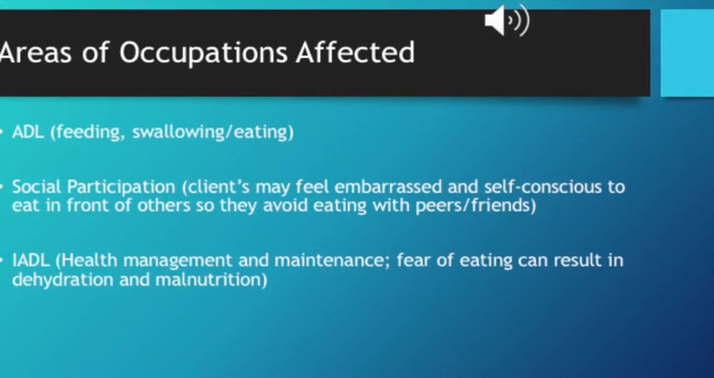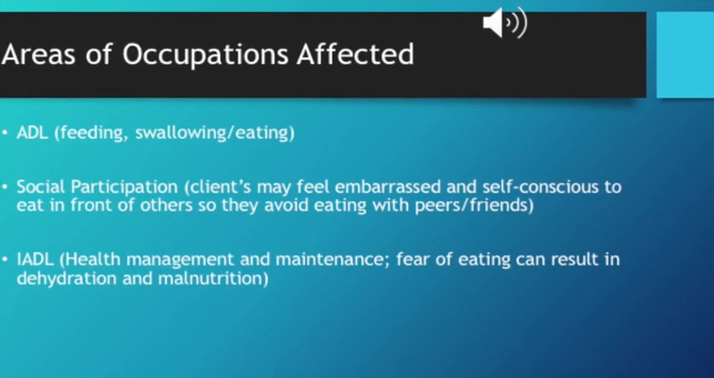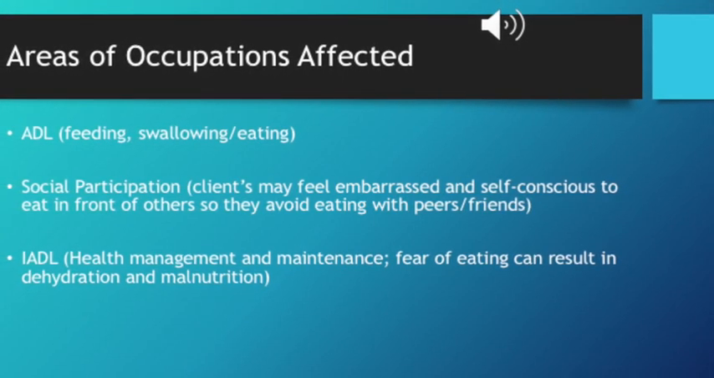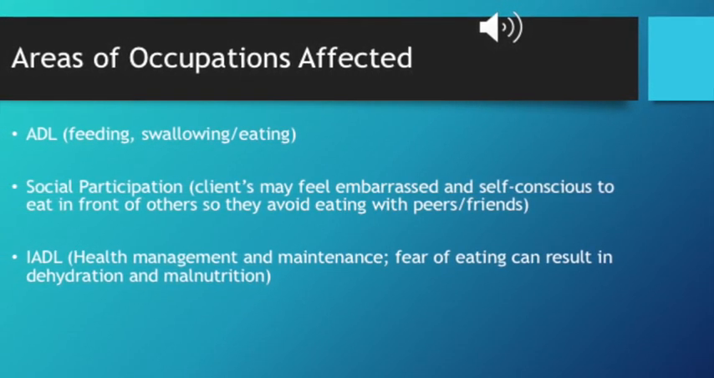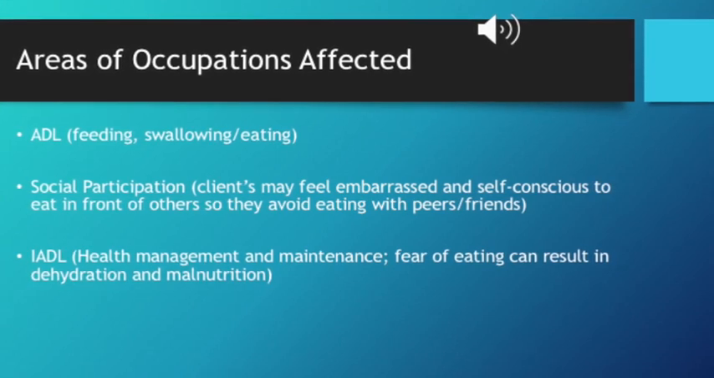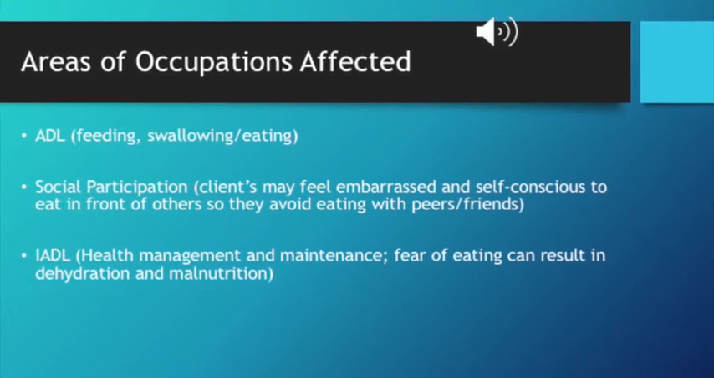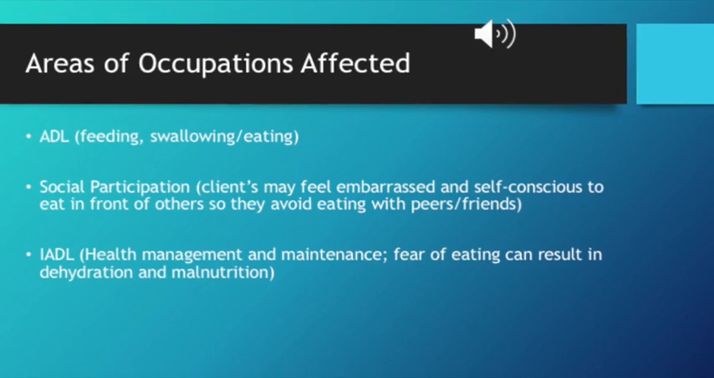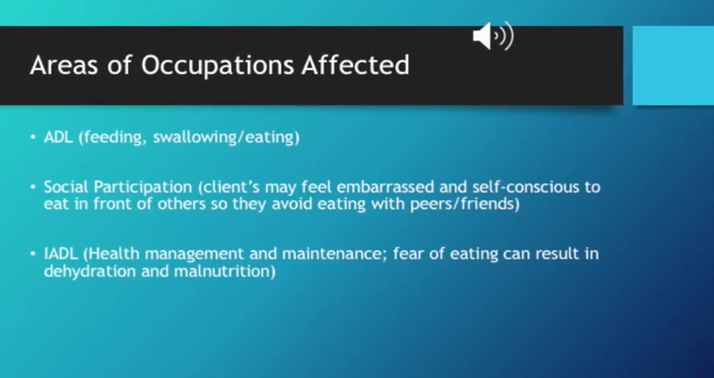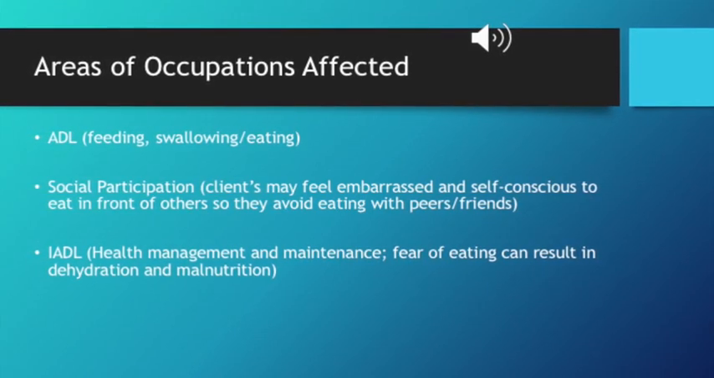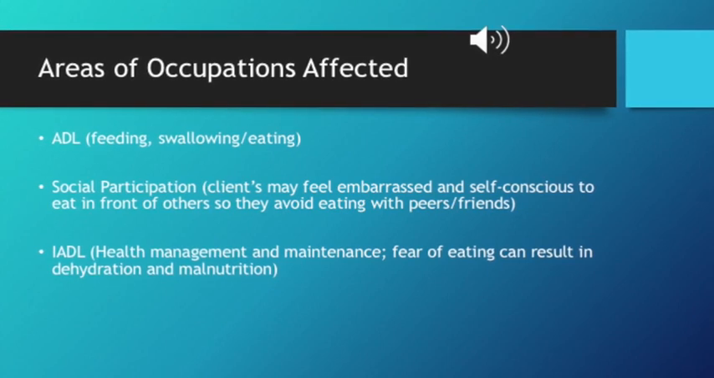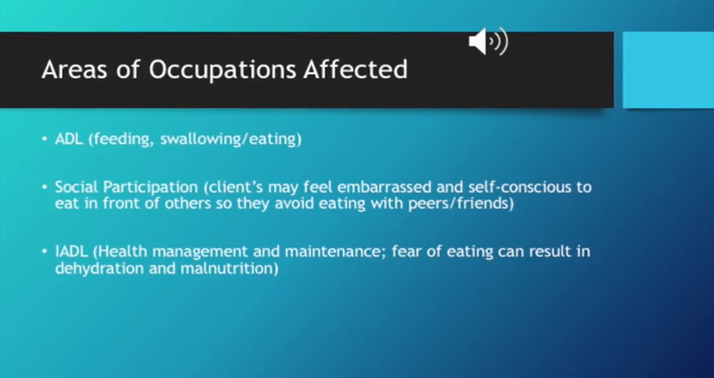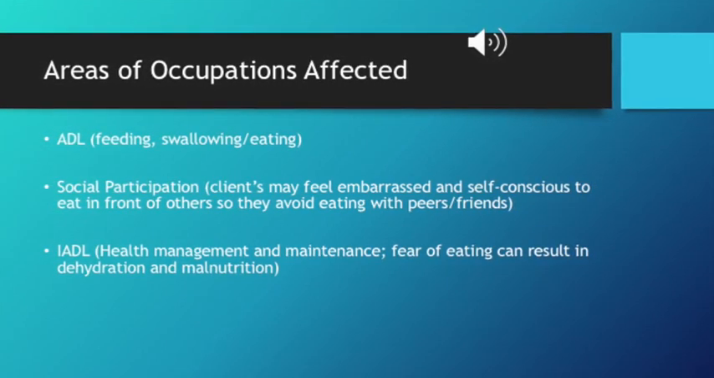Areas of occupation that are affected are activities of daily living, more specifically feeding and swallowing/eating. Social participation is also another area of occupation that's affected because clients may feel embarrassed or self-conscious to eat in front of others, so they avoid eating with peers and friends and tend to isolate themselves. Also, instrumental activity of daily living such as health management and maintenance is affected due to the fear of eating, resulting in dehydration and malnutrition.